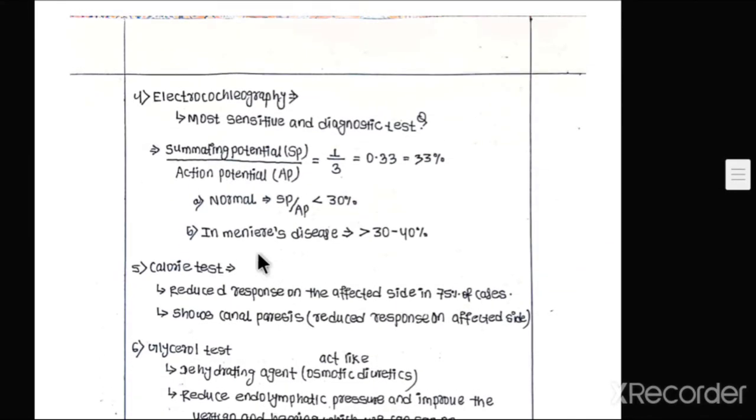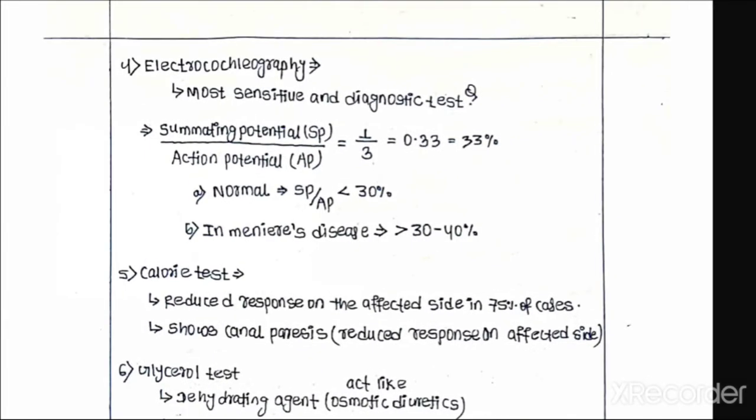Number 4, that is electrocochleography. Electrocochleography is the most sensitive and diagnostic test. Here the summating potential upon action potential ratio is 1/3, that is 0.33 or 33%. Normally, the summating potential upon action potential ratio is less than 30%, but in Meniere's disease this value increases, that is, it is greater than 30 to 40%.